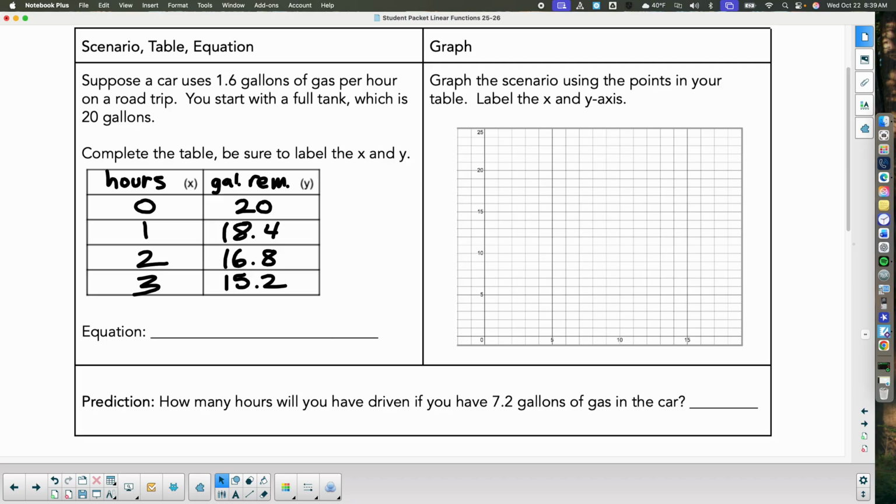Where should we go from here? Should we write the equation? Should we graph it? Anything? Okay, we can do that. I'll spot you. Y equals. Now what's going to be the slope? Because nowhere did it say slope. But it did tell us how much it changes each time. How much does it change each time?